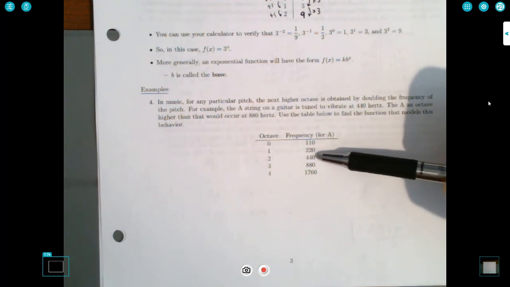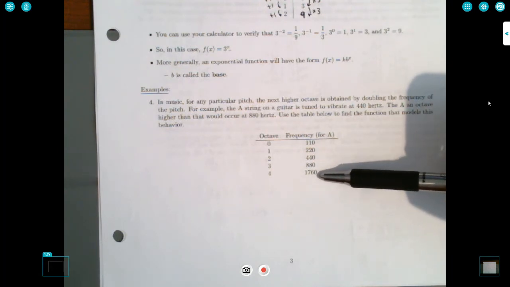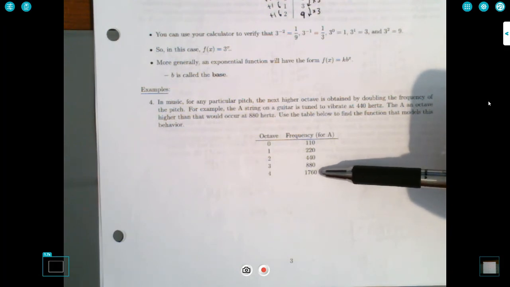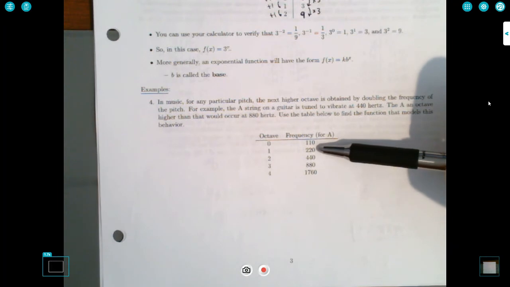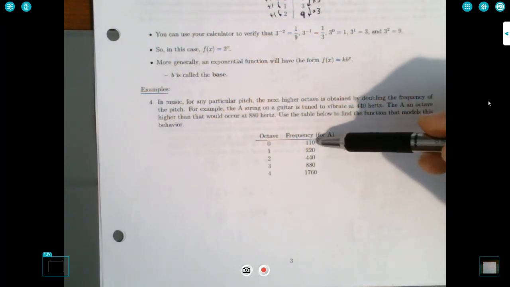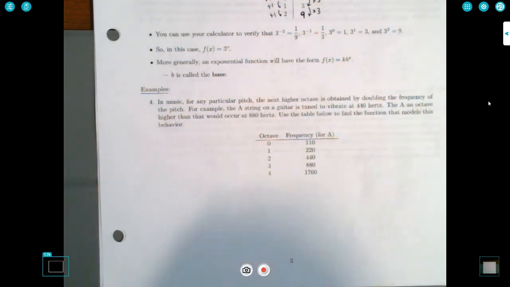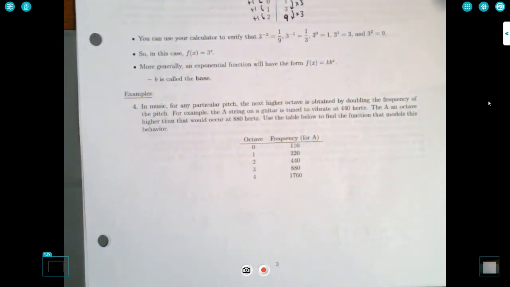So for A, right, the A string on the guitar is at 440 hertz. An octave above would be 880 hertz, and an octave above that would be 1,760 hertz. An octave below would occur at 220 hertz, and below that would be at 110 hertz. And then if you go below that, you end up at 55 hertz, and I think that's the lowest note on a piano.